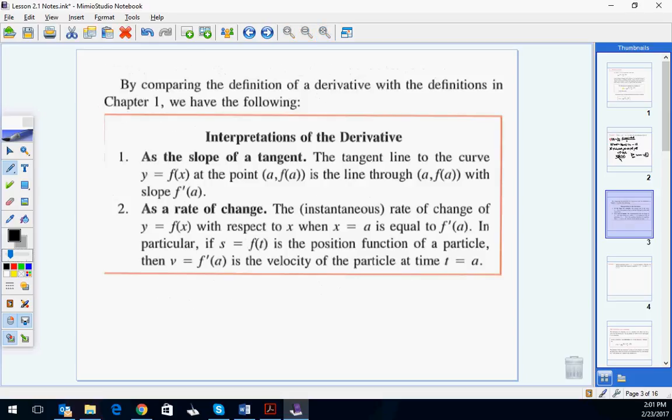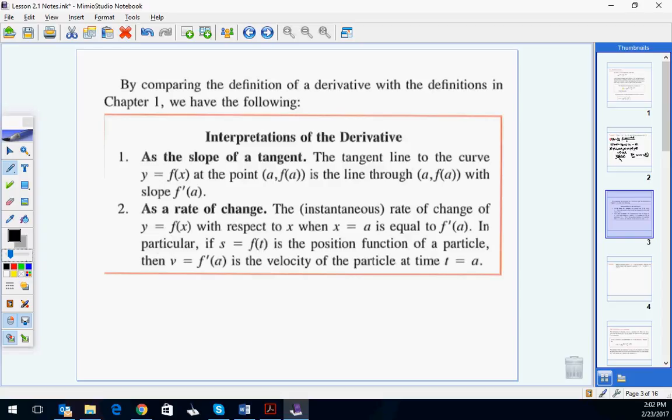Okay, just some other things here. If I compare the definition of a derivative with the definitions in Chapter 1, we have the following. Interpretations of the derivative. 1, as a slope of a tangent. So the derivative puts out the slope of the tangent, which is what we just did. The tangent line to a curve y equals f of x at the point a, f of a, is a line through a, f of a with the slope of the derivative at a. So what we just did, that 11 was a slope at 4. Does that make sense? The slope at 4 for that function was 11 for the tangent slope.